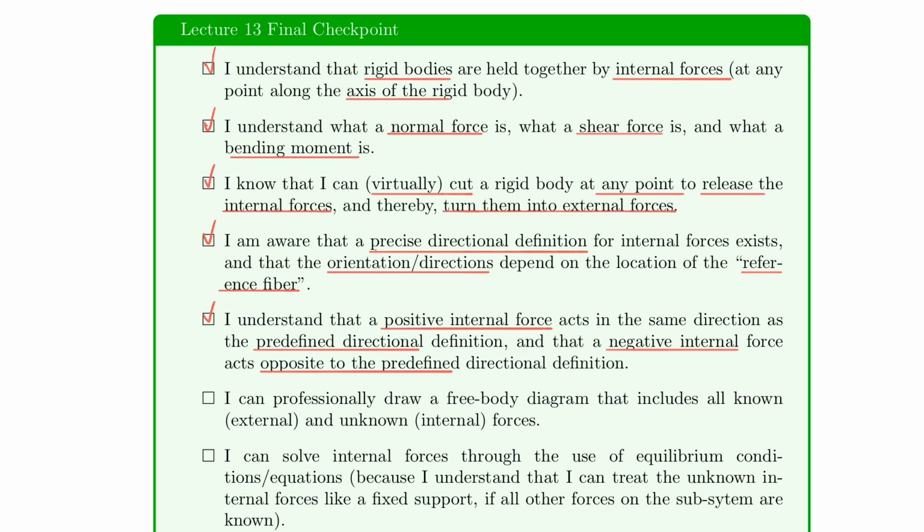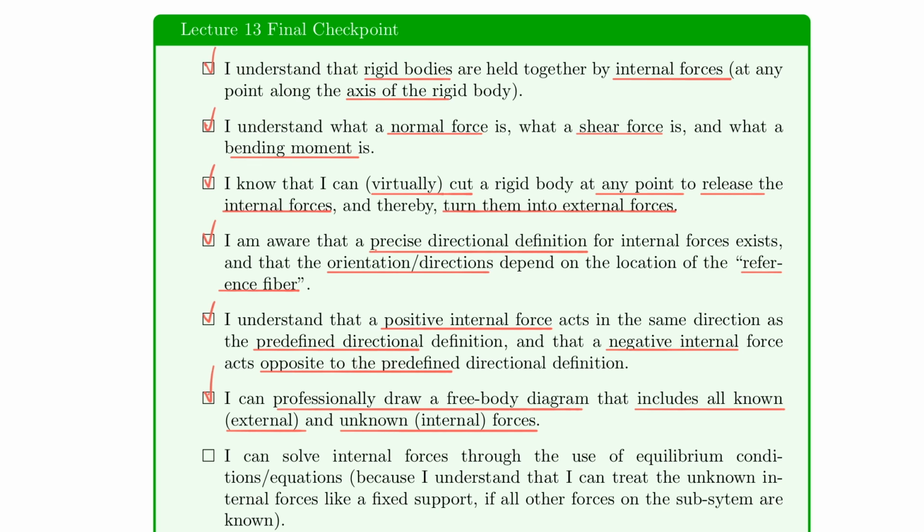Now, what you also need to be able to do to solve these problems is to properly draw the free body diagrams that include all the known forces, and known forces are the external forces, including the support reactions. But you also need to bring in your three unknowns, the internal forces. And that is what really helps you to solve the problem. So we can check that off too, because you understand that.